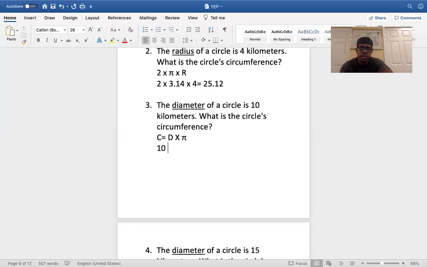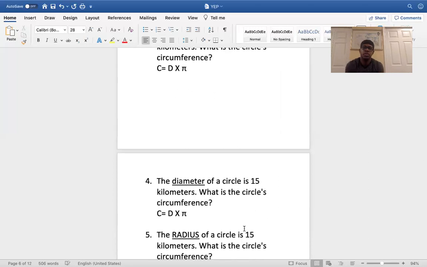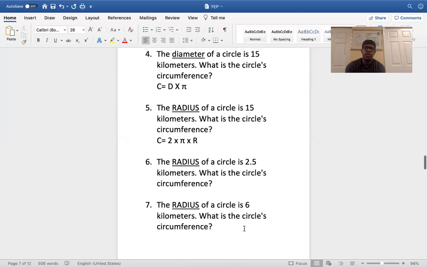All right. So number 4, the diameter of a circle is 15 kilometers. What is the circle's circumference? So I want you guys to try to do these 4 by yourself. I have the formula for 2 of them, diameter and radius. I want you guys to try to work these 4 by yourself. Go back if you need to, pause the video, and we're back.